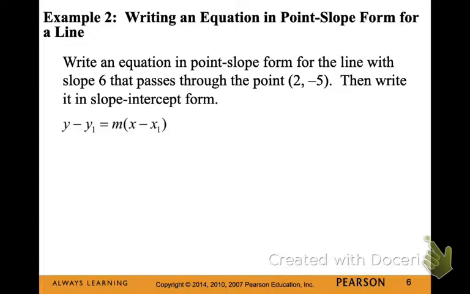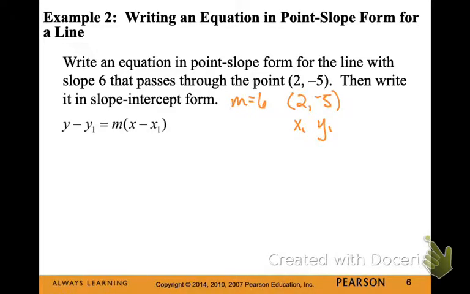We're going to write an equation in point-slope form for the line with slope 6 that passes through the point (2, negative 5). Then we'll convert that to slope-intercept form. So there's the formula of point-slope form written for you. I'm just going to make note that m, or my slope, is 6, and rewrite that point (2, negative 5). I'm just going to label it x1, y1.